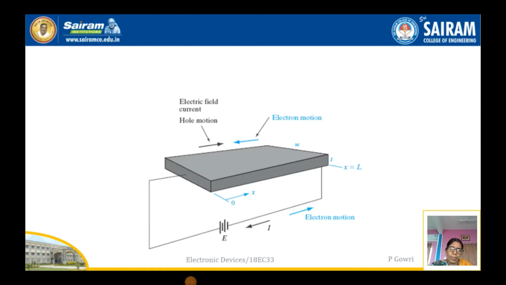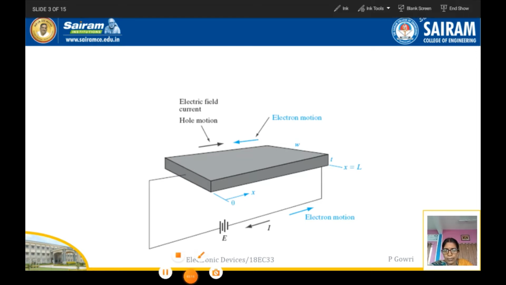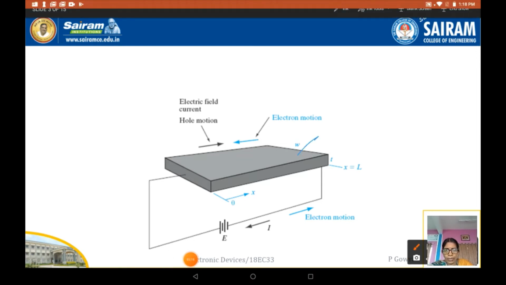Next, assume a semiconductor bar whose resistivity is to be found out. Here W is the width of the bar, T is the thickness of the bar, and L is the length of the bar. We know that when an electric field is applied here, there will be a movement of current, or movement of charge carriers.